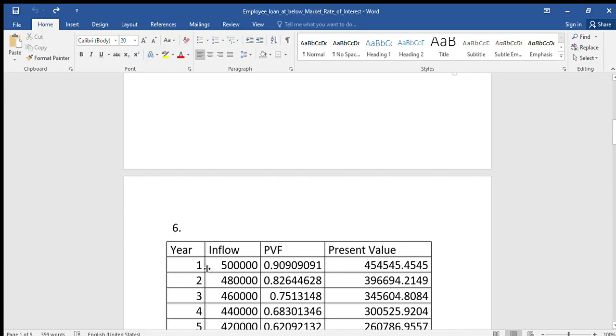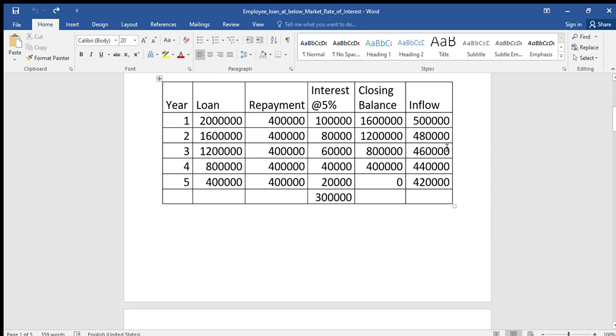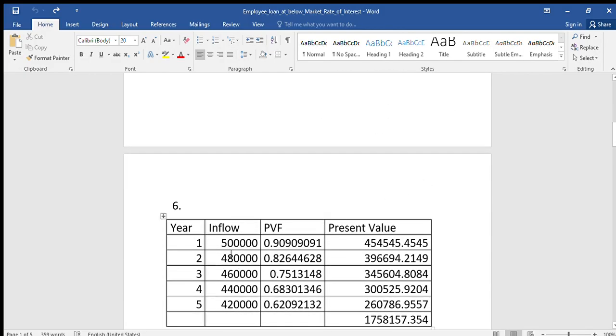Now the inflows are 5 lakh, 4 lakh 80,000, 4 lakh 60,000, 4 lakh 40,000 and 4 lakh 20,000. Now we'll compute the present value of these inflows. So the present value of this inflow, 5 lakh into present value factor. The market rate of interest is 10%. So 1 divided by 1.10 raised to the power of 1 would be 0.909. So 5 lakh into 0.909, 454,545 would be the present value for the first year.